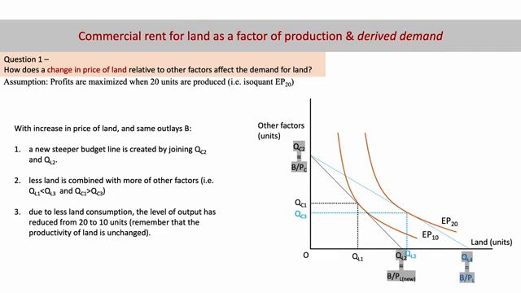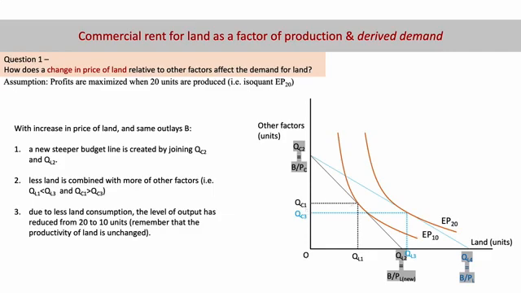So due to less consumption of land, the level of output has reduced from EP20 to EP10, because we are not talking about the productivity of land changing. We are only talking about the price of land changing. So when the price has changed, quantity of land consumed has reduced, so has the output reduced. Also, the capital has changed. So we are saying that less land is combined with more capital.